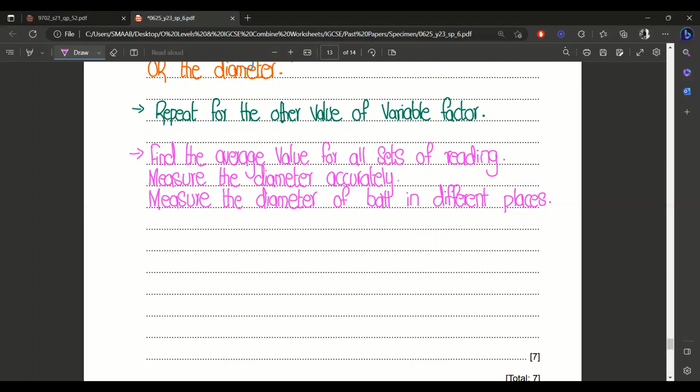And one more important thing is to record at least 5 sets of values. So we need to take at least 5 sets of values.